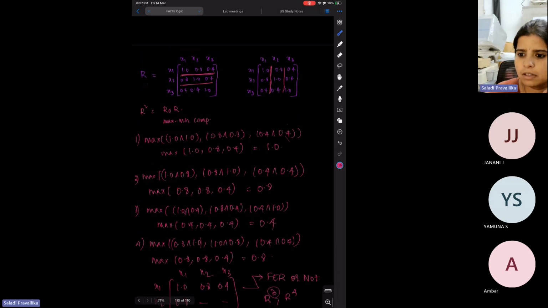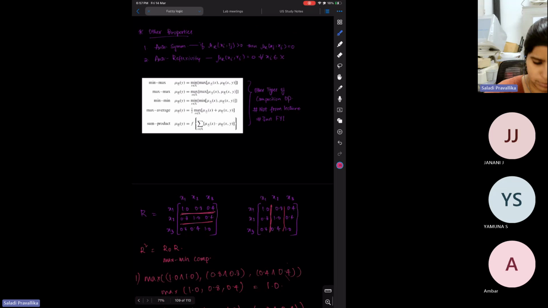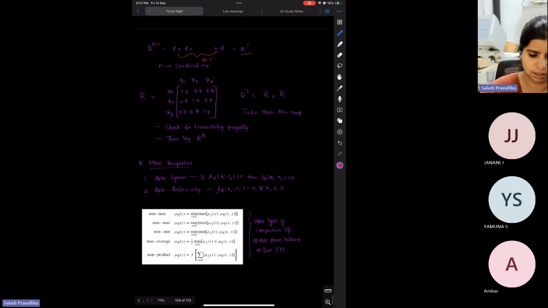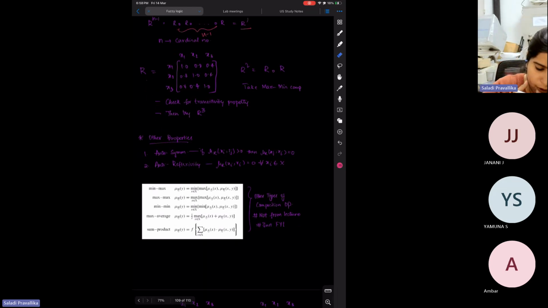So I hope it's visible now. Okay. So that is how you do. Once you find R square, you check if the three properties that we have discussed are followed. In case it is not followed, then you go for the next one, that is R cube. And then you go for R4, R5, like that, until you find somewhere that the transitivity property and the other two properties also satisfy.